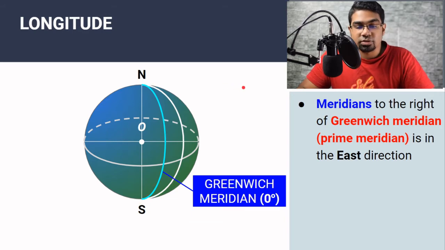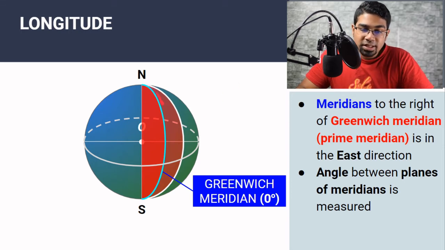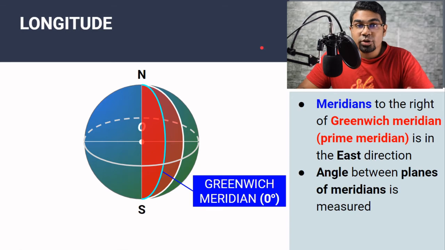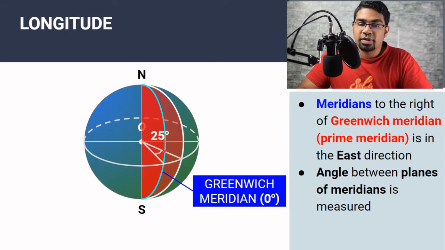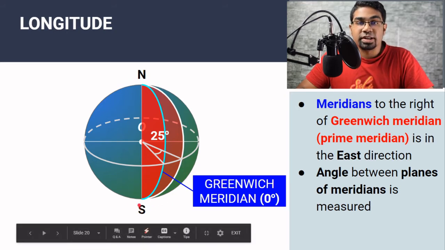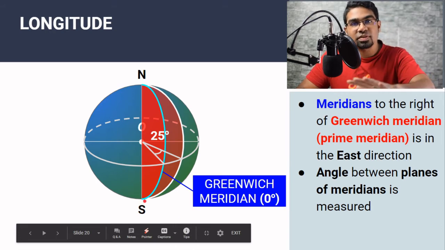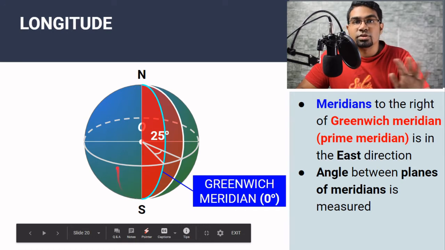Now, how we measure the angle is also very important. We have to measure the angle between the planes of the meridian. In order to get this exactly right, you need to know how to get the angle between two planes. Angle here, let's say, is 25, and we have to see the direction of the meridian as well, whether it's to the right of the Greenwich meridian or the left of the Greenwich meridian. If it's towards the right of the Greenwich meridian, it is towards the east. This is how we define the eastern hemisphere and the western hemisphere. If it's towards the left of the Greenwich meridian, then it is to the west.